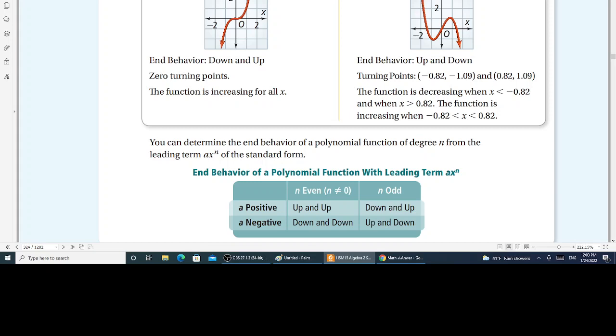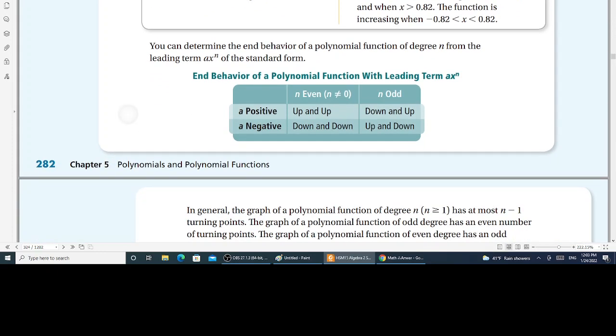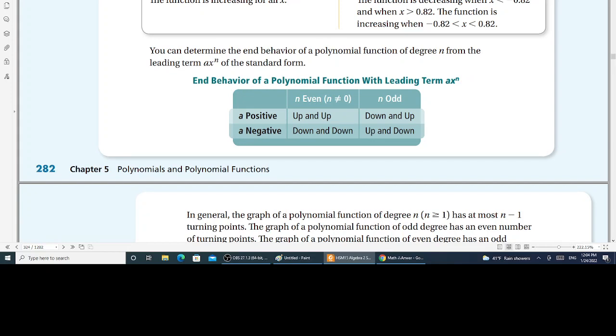Now you can determine the end behavior of a polynomial function of degree n from the leading term ax to the power n of the standard form. Now note that if a is positive, then the function is up or down? If a is positive and n is even, then the function is up. If a is positive and n is odd, then the function is down, up.